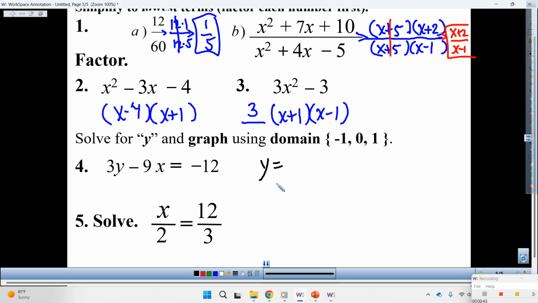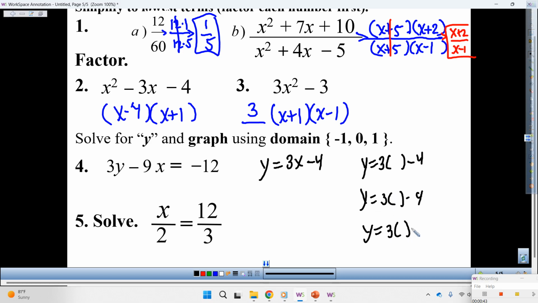Gabriel, y equals 3x, what? Minus 4. Hands, have you got that? That is correct. So y equals 3 parentheses minus 4. All right, so we substitute the domain or the x values of -1, 0, and 1. So do that in your noodle. 3 times -1 and -4, and that gives us what?